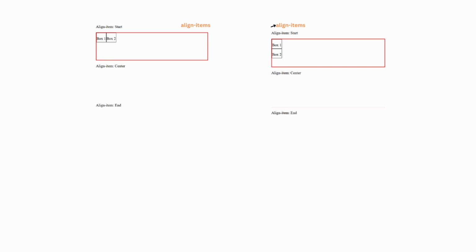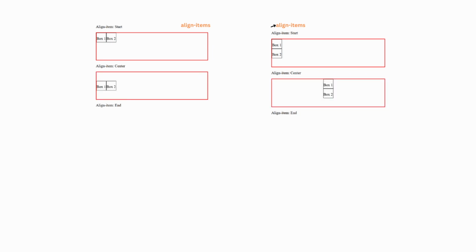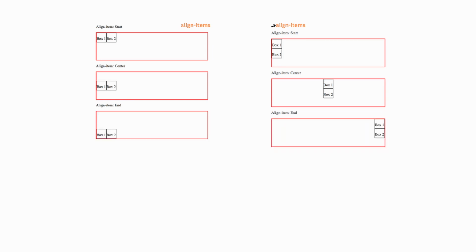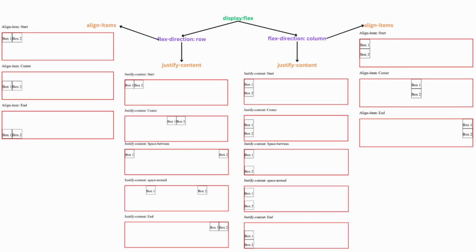These are the common values that you can use to align elements using align items. Flex start, items will be aligned at the top when laid in a row or left when laid in a column. Center, items are aligned in the middle. And flex end, items align at the bottom when laid in a row or right when laid in a column. So to summarize, these are the common attributes of display flex in a single page.